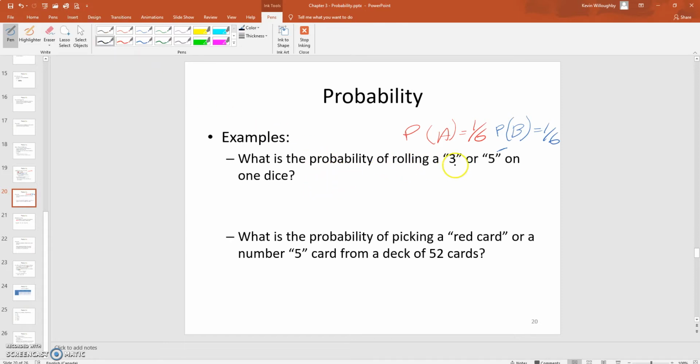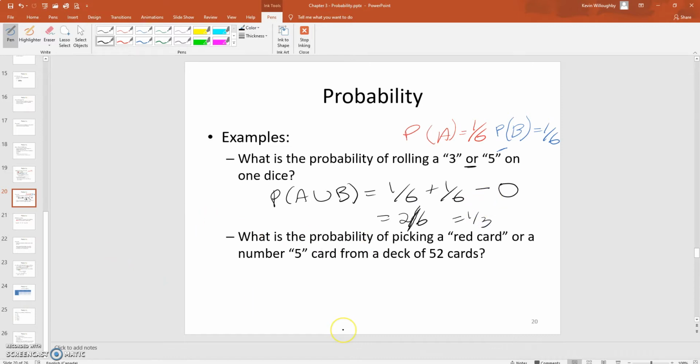What's the probability of rolling a 3 or a 5? Or means the addition rule. So it's going to be 1 out of 6 plus 1 out of 6 minus what they share in common. Can you roll a 3 and a 5 at the same time? With one dice, of course, you cannot. So this probability is 2 out of 6, or you can simplify that to 1/3 if you wish.